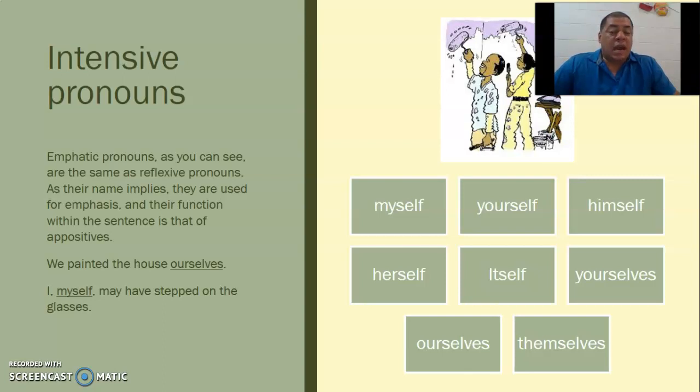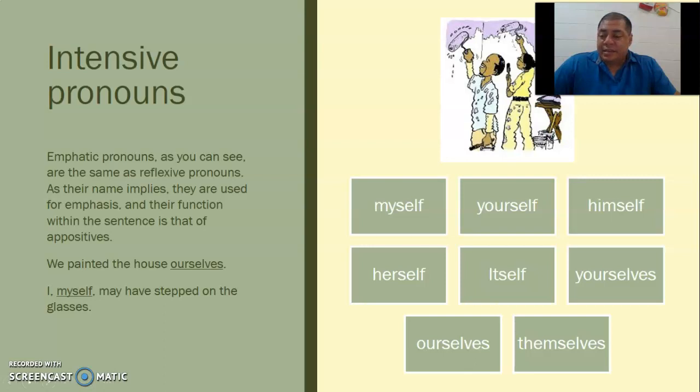Or is ourselves a predicate nominative? No, it cannot be a predicate nominative because we don't have a linking verb. In the other case, myself. Is myself a direct object? No, it's next to the subject. Is myself a predicate nominative? Same thing. No, it's next to the subject.